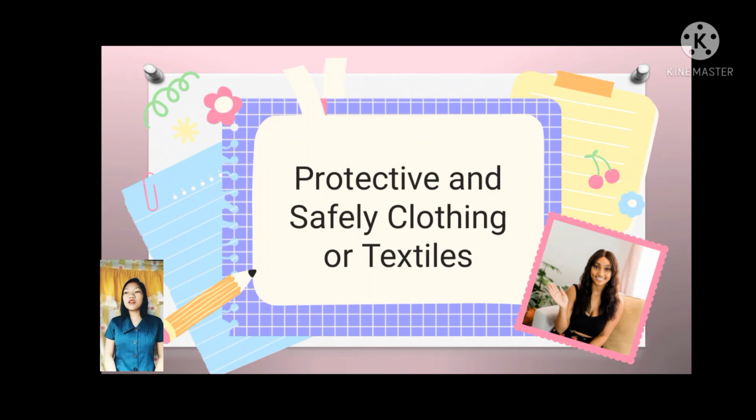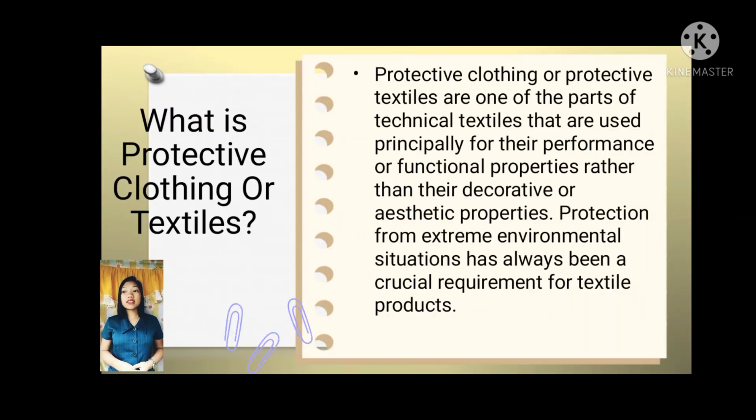Protective and safety clothing or textiles. But first, let me define what protective clothing or textiles are. Protective clothing or textiles are one of the parts of technical textiles that are used principally for their performance or functional properties rather than their decorative or aesthetic properties, which means that protective clothing or textiles are used for their performance, not their design.